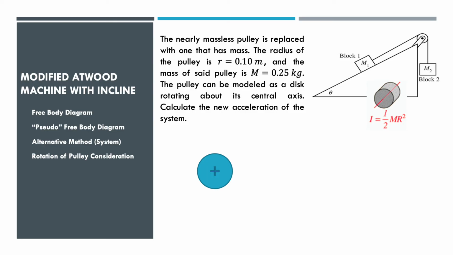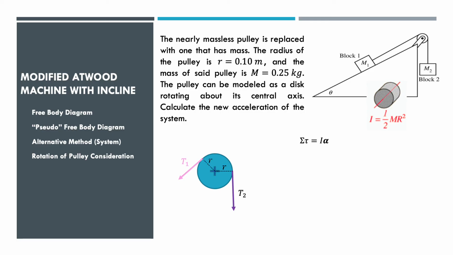Now, because the pulley is rotating, I need to draw a free body diagram on the pulley. So block 1 is trying to make the pulley rotate counterclockwise, and block 2 is trying to make the pulley rotate clockwise. So I can't use sigma F equals ma because this is rotation. I'm going to use the rotational analog, which is a net torque equals I alpha.